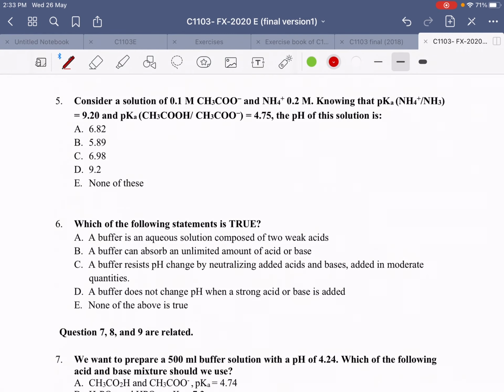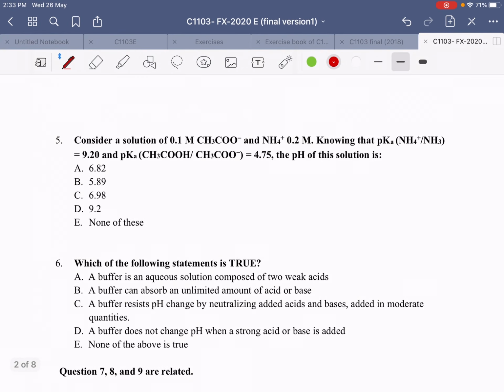Page number 2. Consider a solution that is 0.1 molar in CH3COO minus, which is the base, and 0.2 molar in NH4 plus, which is the acid. If they were both a weak acid and a weak base with the same concentration, we could directly say that the pH is half of the first pKa plus the second pKa. Okay?